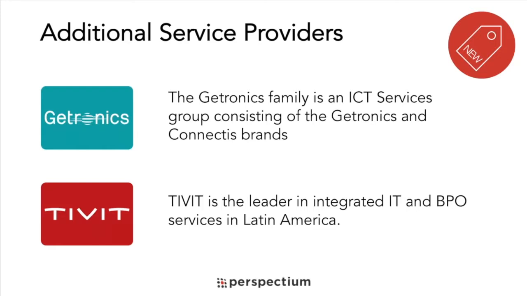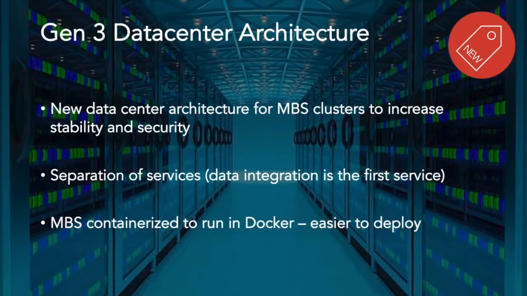The last thing I wanted to mention in this section, though, is the new data center architecture that we're rolling out. While it's not technically part of Carbon, we're taking this opportunity to let you know about some changes that we've made in our data centers as we migrate to our Generation 3 architecture. The changes will mainly make it easier for us to maintain our products, but you will notice improvements in stability and security as we move to Generation 3. This new architecture will allow us to better separate services, and it includes the containerization of our message broker service, making it easier for us to deploy. Paul, have I missed anything there?